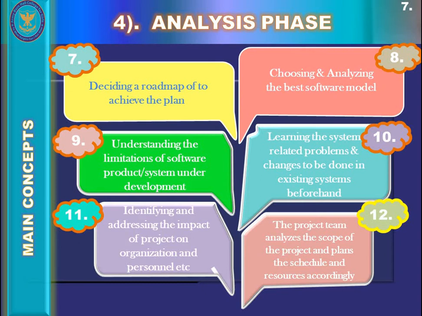So system analysis includes understanding the limitations of the proposed system or proposed software. That is a very, very important concept. System analysis means basically telling the scope of that proposed software or proposed system. Actually, scope means what are the limitations of that software or system. So system analysis includes understanding the limitations of the software product or system under development.